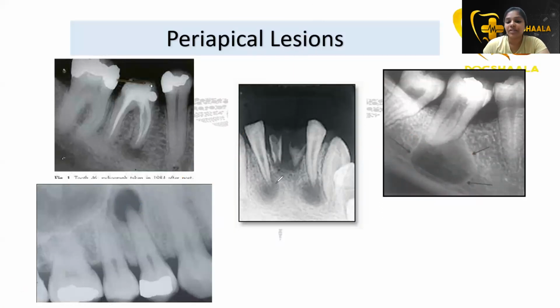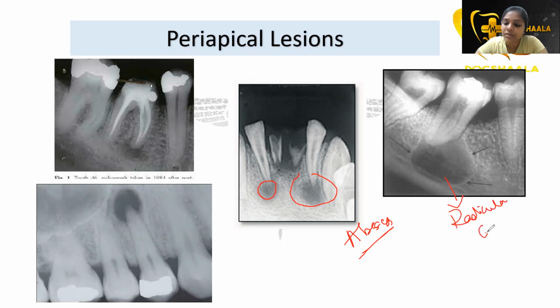Then coming to this. You can see the border is ill-defined. There is no particular border. It seems like it is just fusing with the bone. So this is seen in abscess conditions. So this all you should remember. So this is also a very important slide now. Please make a note of it. This is periapical granuloma.